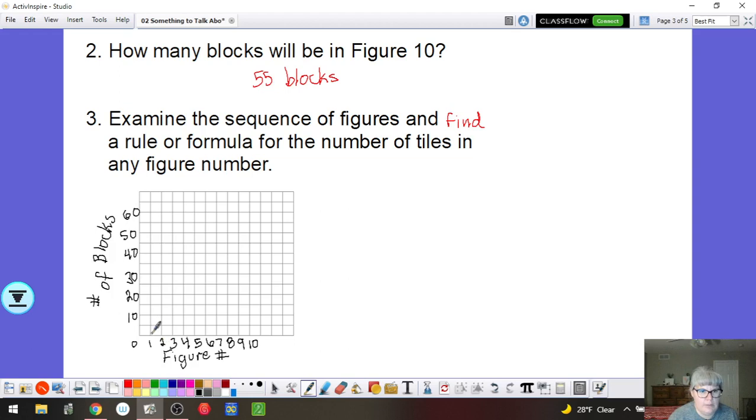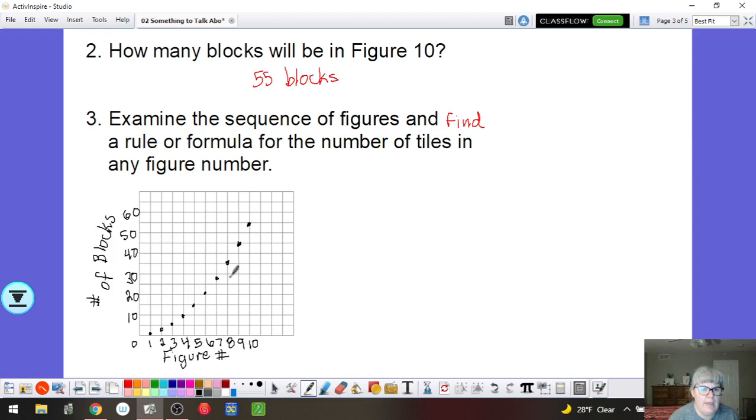And plot our points. So figure 1 had 1, figure 2 had 3, 3 had 6, 4 had 10, 5 had 15, 6 had 21, 7 was at 28, 8 was at 36, 9 is at 45, and 10 is at 55.